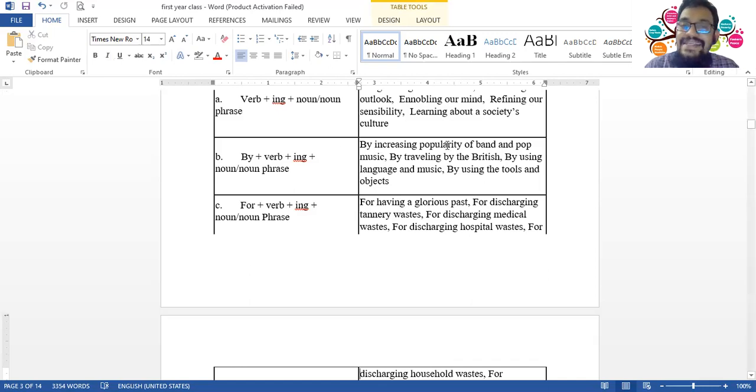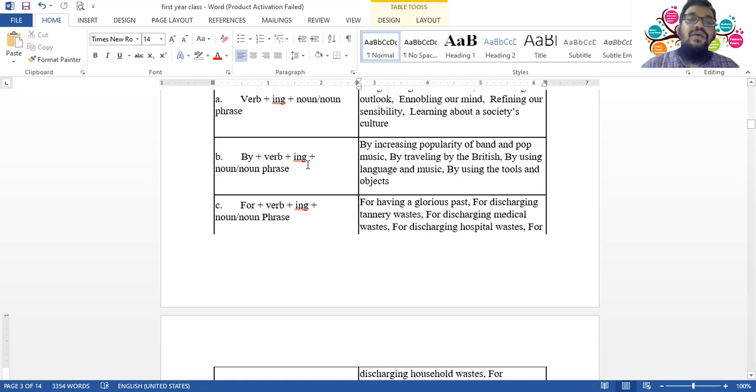By increasing popularity of band and pop music. By traveling by the British, by using language and music. So after by, verb plus ing, then noun, language and music. It's a noun phrase. Language and music. By using the tools and objects. By, verb plus ing, and noun phrase.